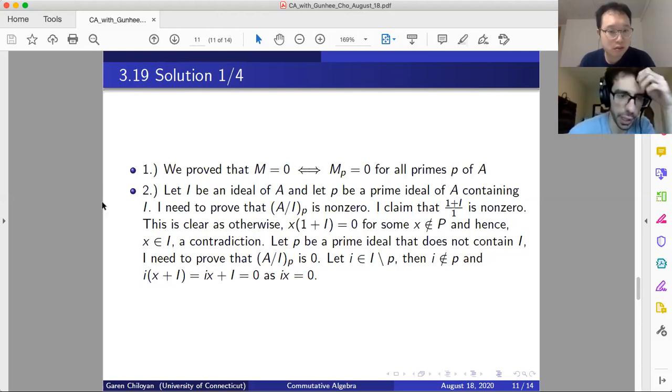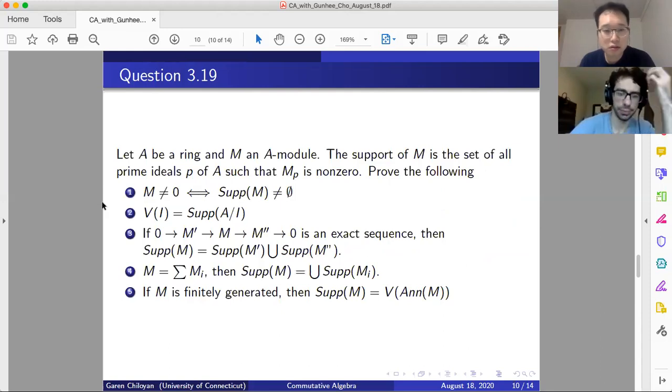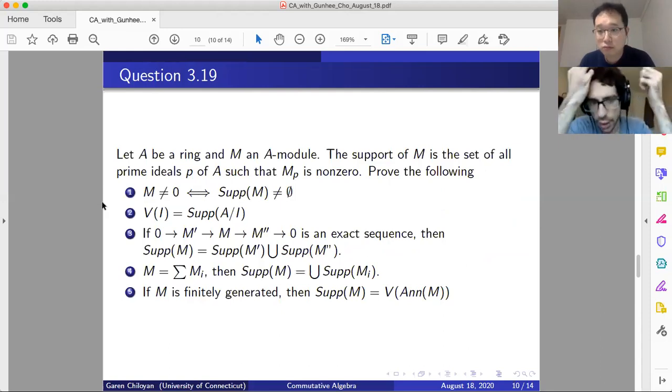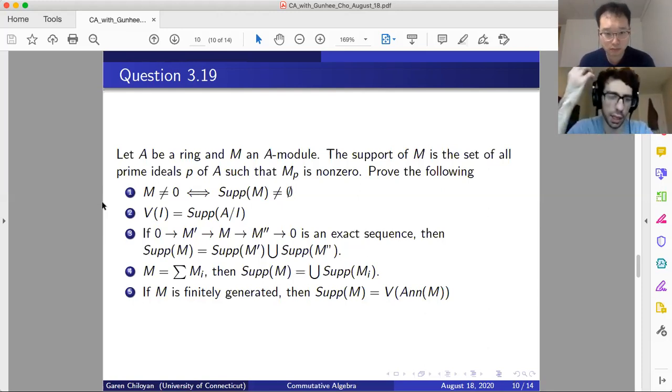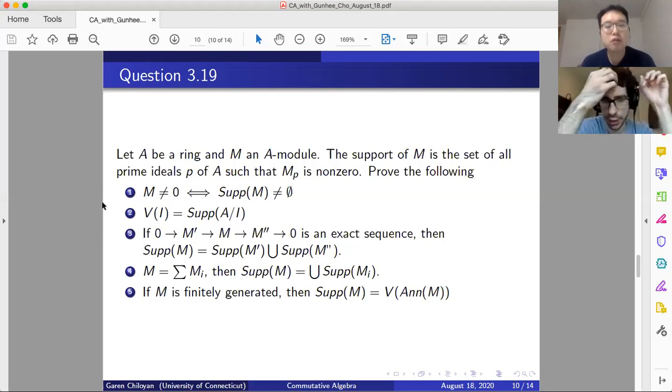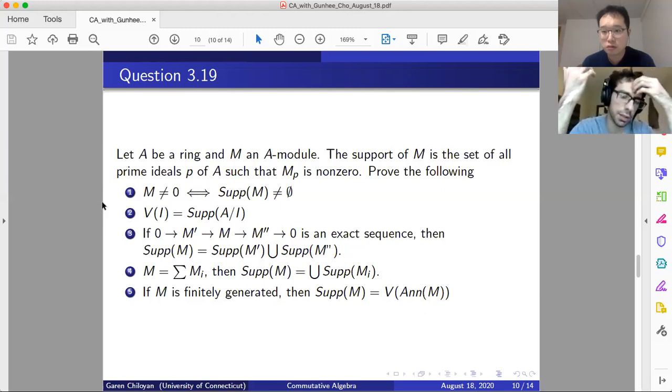So let's go back to number 3. Now this is a way to show that supports behave nicely in a short exact sequence. So let's say M prime, M, and M double prime combine to make a short exact sequence. Then the support of the middle module is a union of the supports of the outside modules.